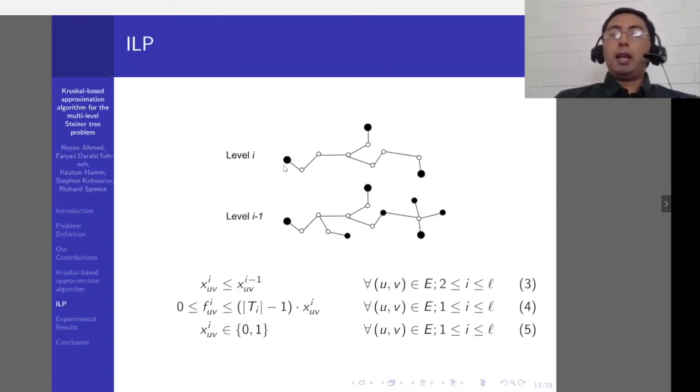Now, if an edge is present in a top level, the edge has to be present in all the bottom levels also, and the bottom level may have some additional edges. This constraint is ensured by equation 3. Equation 4 links the flow variables with the edge variables. In other words, an edge variable is turned on only when there is a flow in the corresponding variable. And finally, equation 5 makes sure that the edge variables are binary.